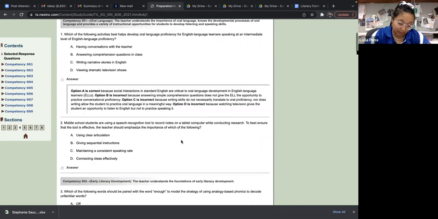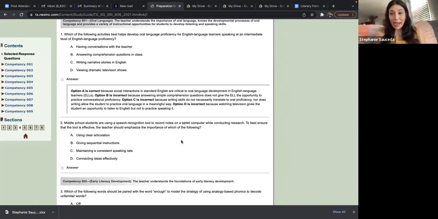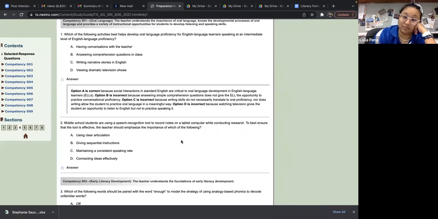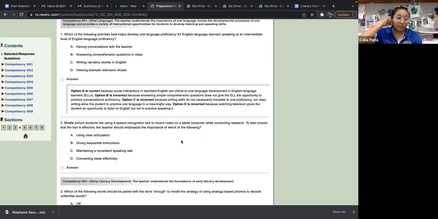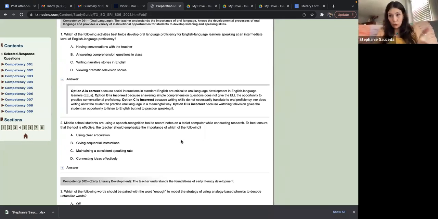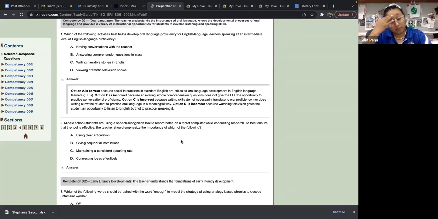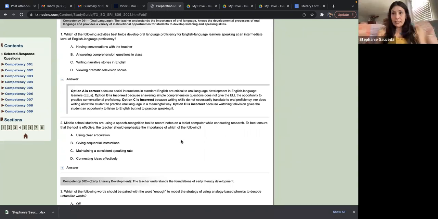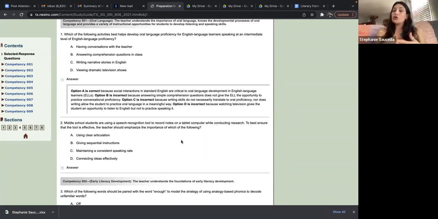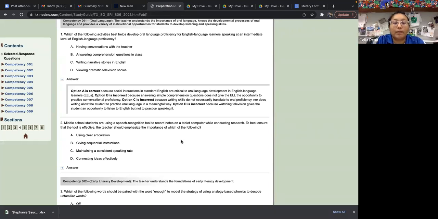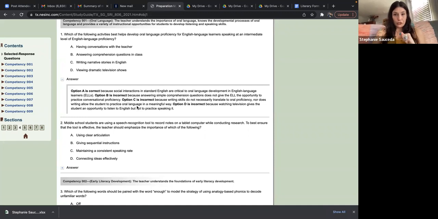So the answer says A is correct because social interactions in standard English are critical, which is why we have this delay in progress and growth systemically across the United States, probably across the world after COVID, with those that were developing oral language. Those of us that had it already, cool. We still develop our oral language a little bit. But for those where it's critical, the kids EC through 12, they really had stunted growth. That's because you need social interactions in standard English in order to develop. And this is true for everyone, but it's especially true for our English language learners.